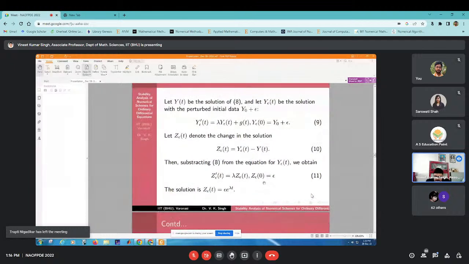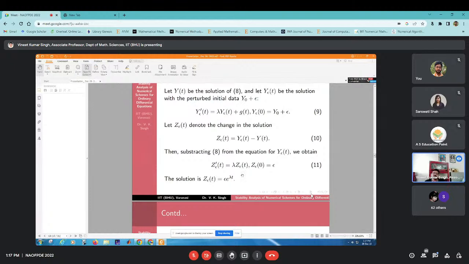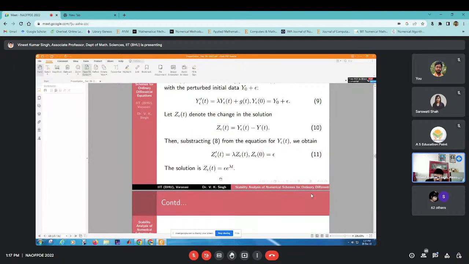Then I received the differential equation in terms of the error solution z epsilon of t, which satisfies z epsilon prime equals lambda z epsilon of t, and the initial condition is given in equation number 11. You know that equation number 11 is a very well known first order differential equation that can be solved very easily. The error solution will be epsilon e to the power lambda t.